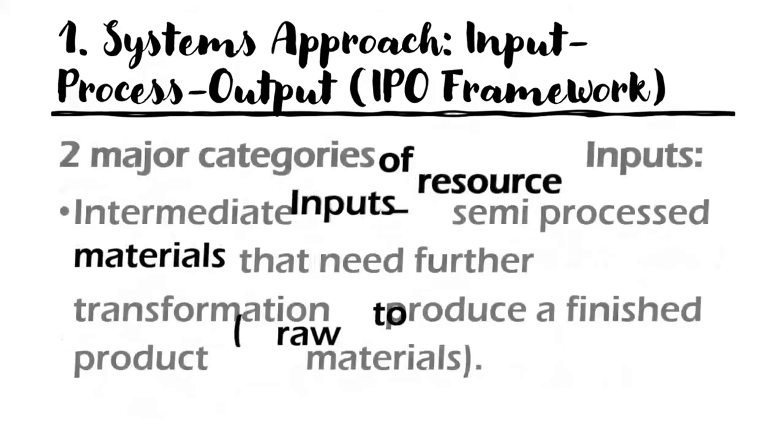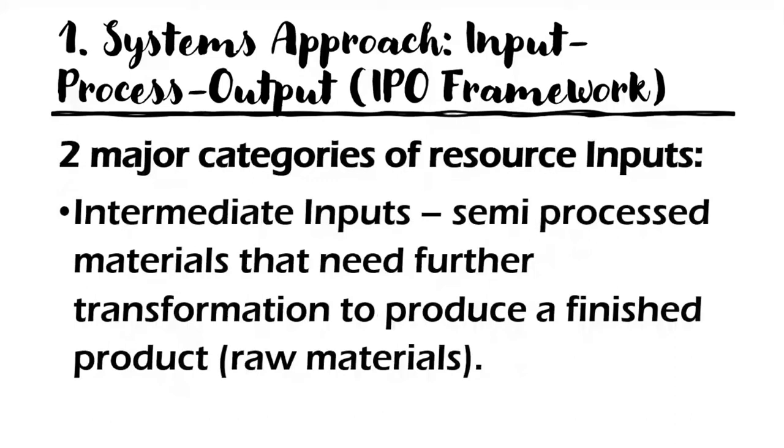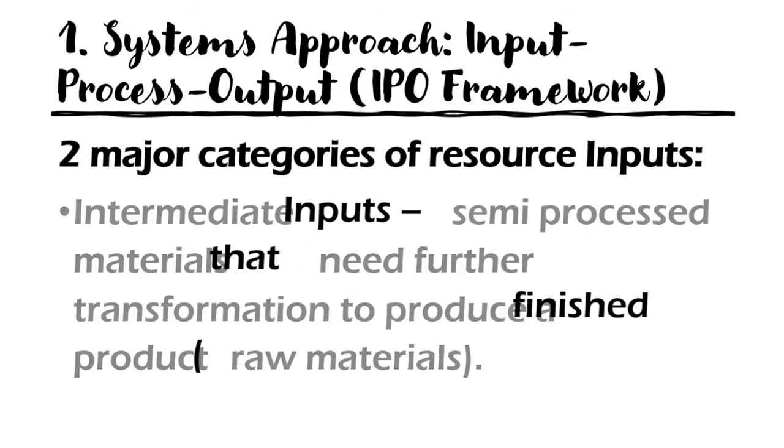So, we have two major categories of resource inputs. First is the intermediate inputs. It refers to the semi-processed materials that need further transformation to produce a finished product. So, in short, when we say intermediate inputs, it refers to the raw materials. Okay? Lahat ng raw materials na kailangan for the production or for creating a particular product, yun po yung tinatawag natin na intermediate inputs. Then the other one is the factor inputs.